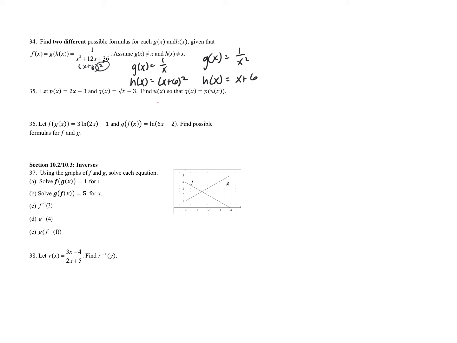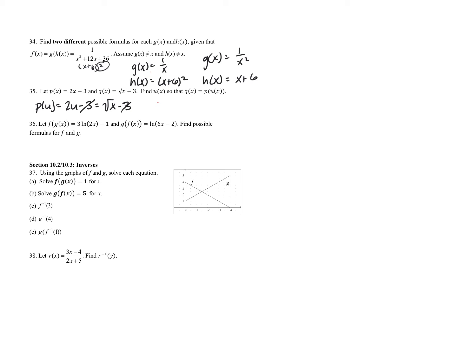We want to let p of x equal 2x minus 3 and q of x equal root x minus 3. And we want to find u so that q of x equals p of u. So p of u, well, I'm going to plug in u for all of our x's, so it'll be 2u minus 3. And so we want p of u to be equal to q of x. So q of x is square root of x minus 3.